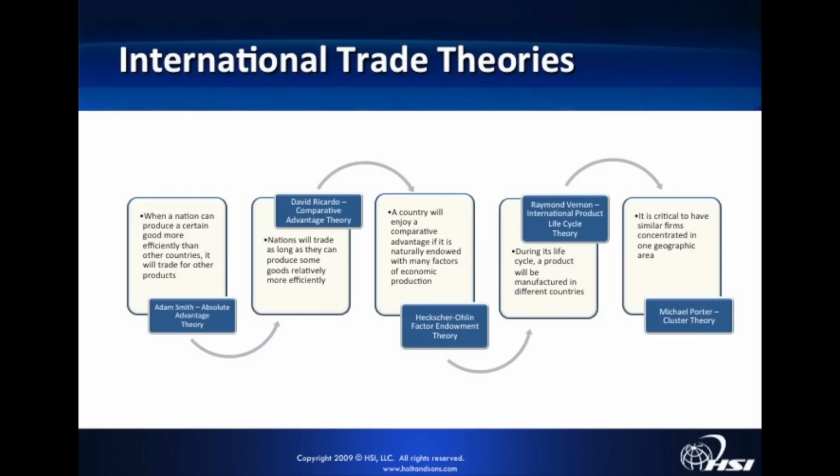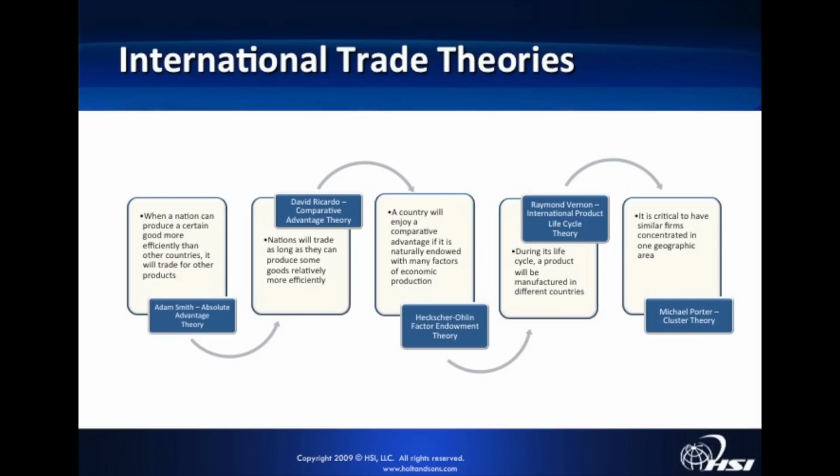Now, from that, you can see we have David Ricardo's theory of comparative advantage. Simply put, nations trade with one another when they can produce certain goods relatively more efficiently than one another. Most international trade today is explained by the theory of comparative advantage, and you can see that in the textbook on table 1.6.